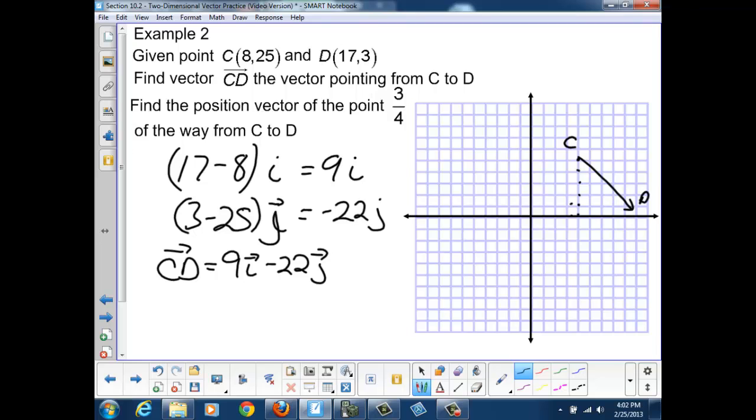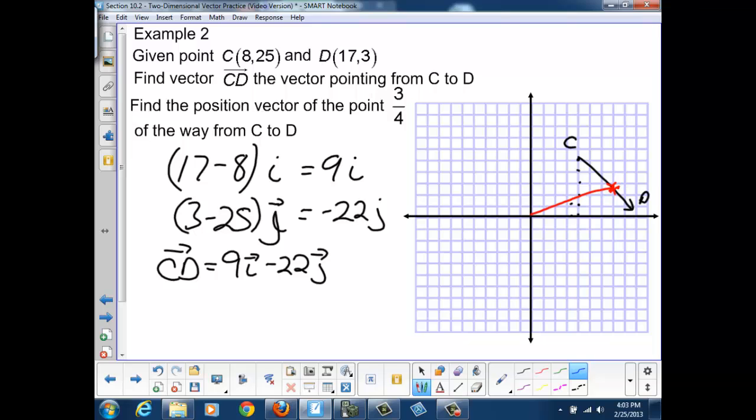Now, the next question is to find the position vector of the point 3/4 of the way from C to D. So if we look at our diagram here, from C to D, about 3/4 of the way is about right here. And what I want to find is the position vector. We know that position vectors always start at the origin, so I'm looking for this vector right here. Now, it'll be a little hard to calculate straight off, so I'm going to take a roundabout path given information that I already know.